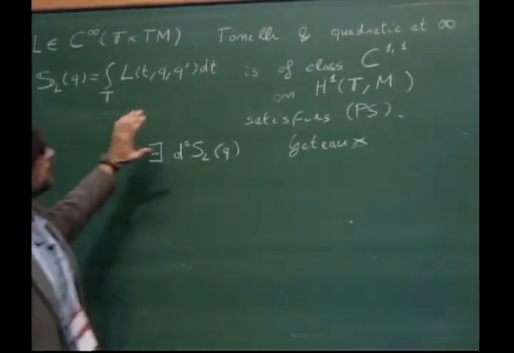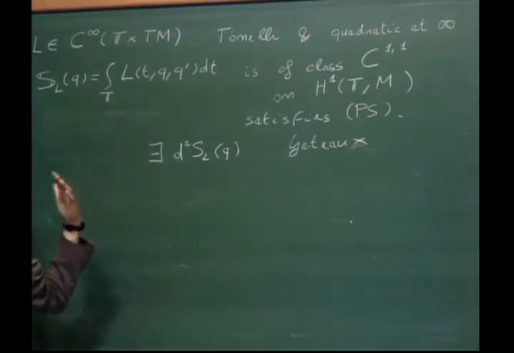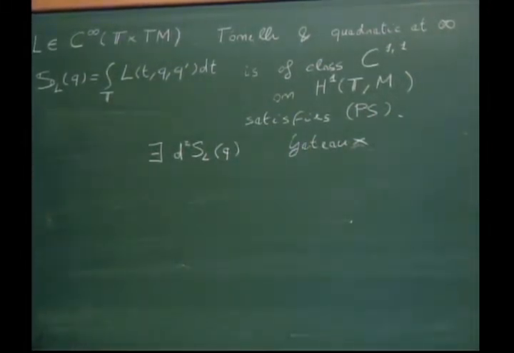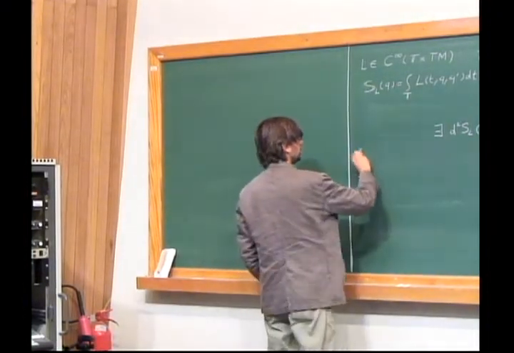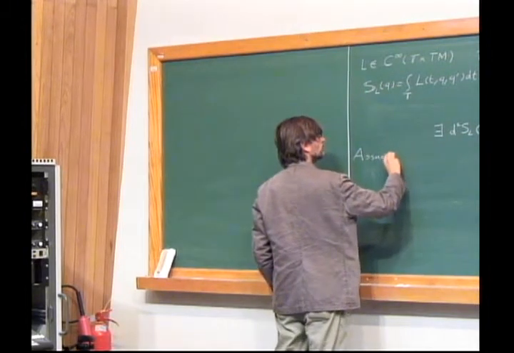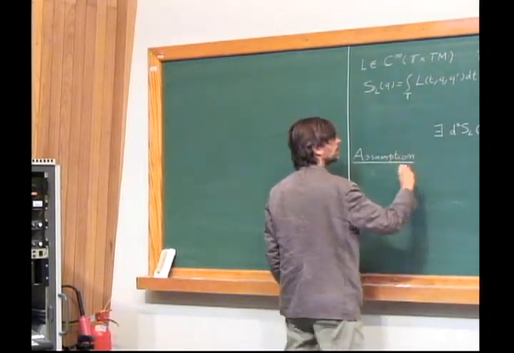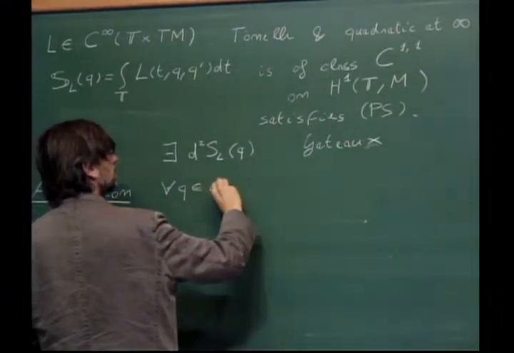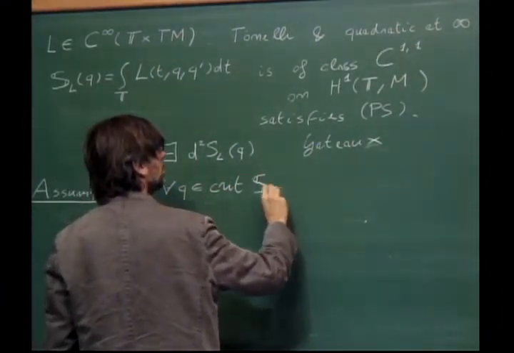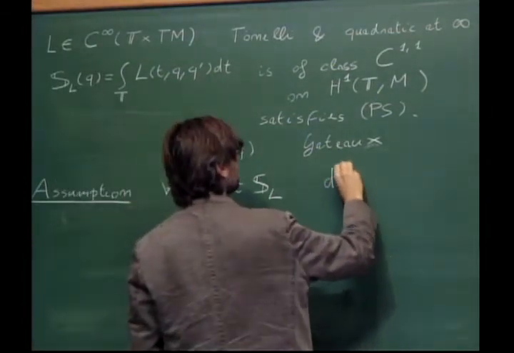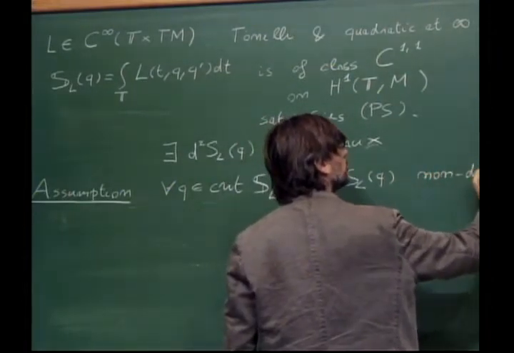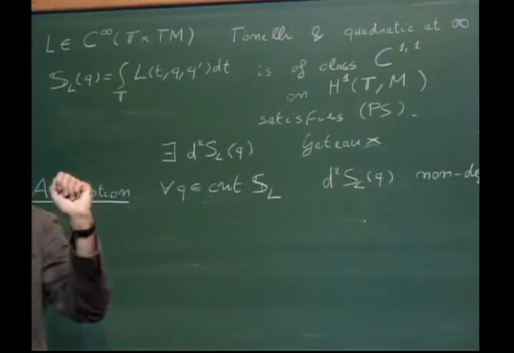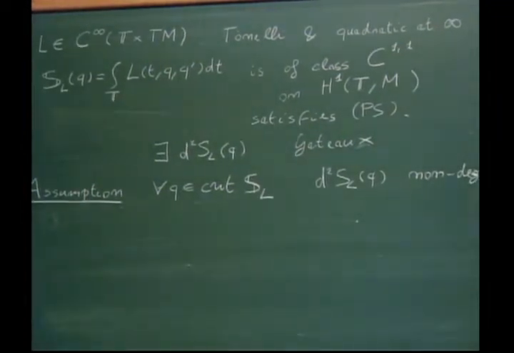And in order to overcome this, well, first of all, since we are interested in doing Morse theory, we want to have Morse functions, so we want critical points to be non-degenerate. And so let's assume immediately, so assumption: for every q in crit S_L, this thing which nevertheless exists, this is a non-degenerate quadratic form, meaning that the self-adjoint operator which is associated to this is invertible in the strong sense.